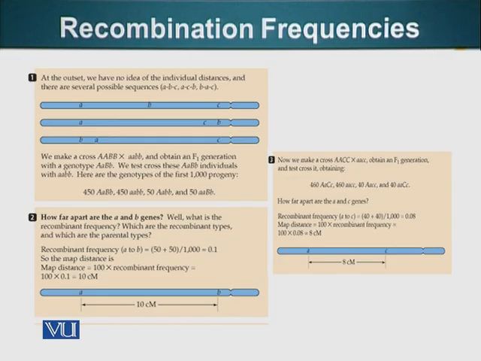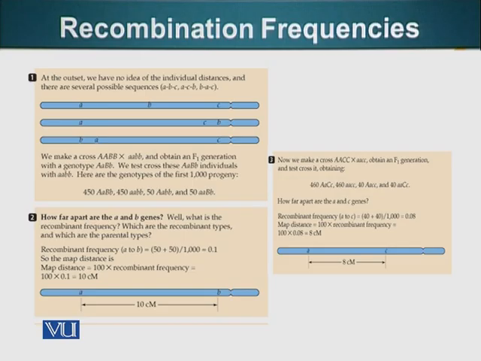During this cross, we got 450 capital A, capital B, small b, and 450 small a, small b, small b. These are the parental phenotypes. The recombinant phenotypes are 50 capital A, small b, and 50 of small a, capital B, small b. These are the recombinant phenotypes.